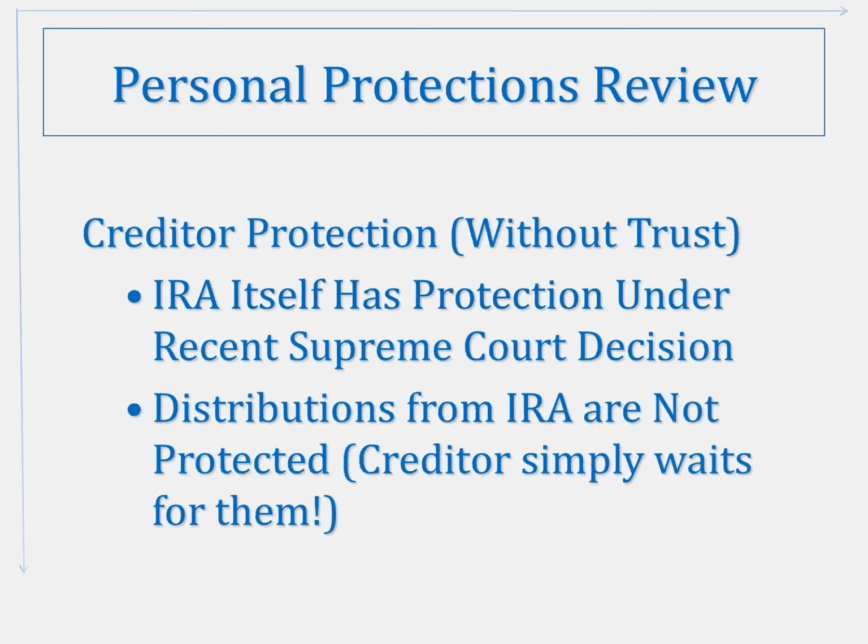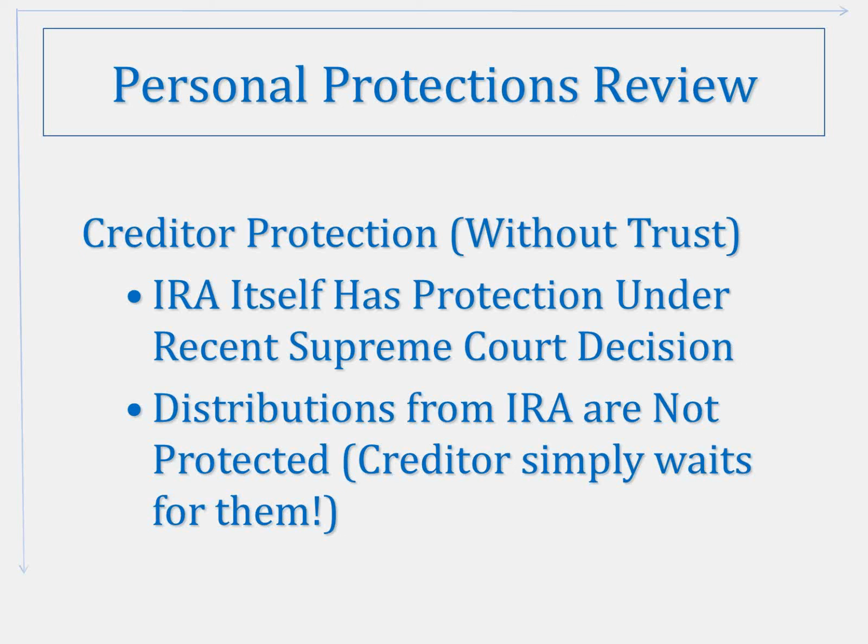So now for IRAs, everybody knows that there's been a recent Supreme Court decision that says that the IRA itself has protection from creditors, but the problem is that the distributions from the IRA are not protected. So all the creditor has to do is simply wait around for the distribution and collect. So there's got to be a way for us to protect those distributions so the creditors can't get to them.